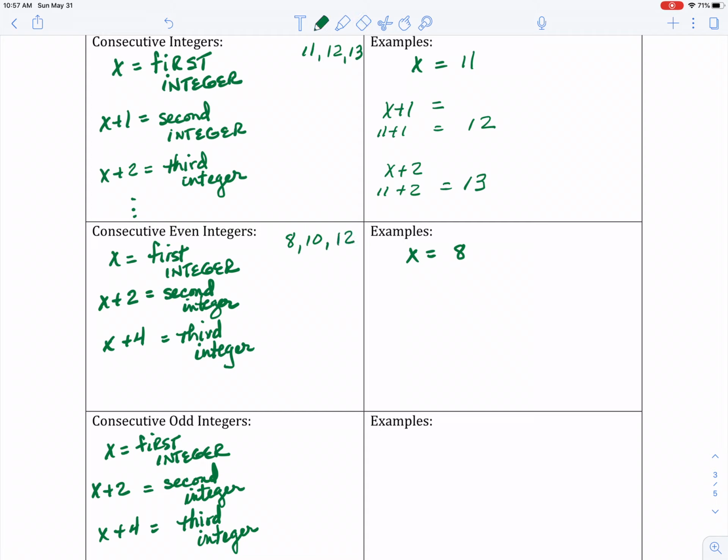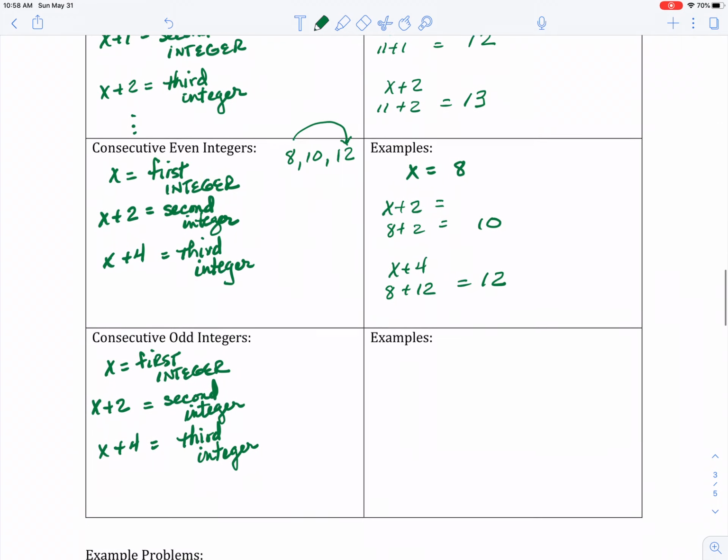So we're going to call the first one x. The second one is 2 larger than the first, so we'll call the second one x plus 2. And the third one is 4 larger than the first, so we'll call that x plus 4. So again, if the first one is 8, the second one is 8 plus 2, and the third one is 8 plus 4. So that's how you model consecutive even.